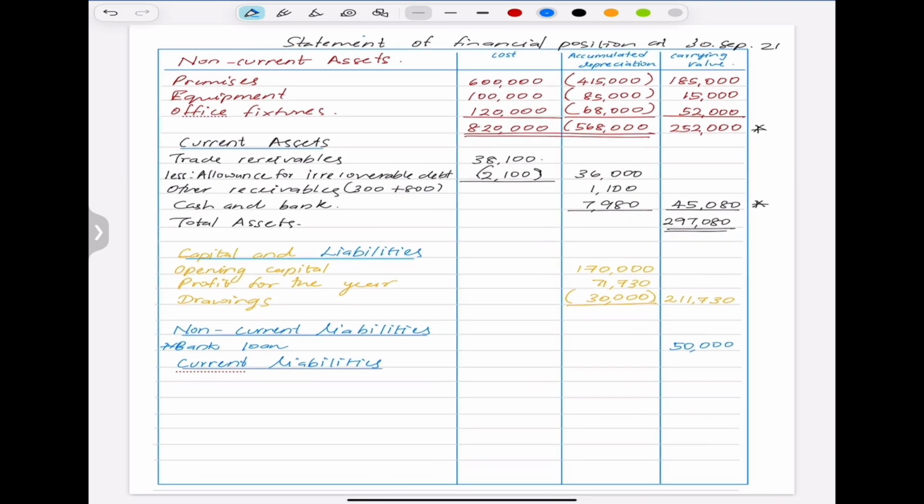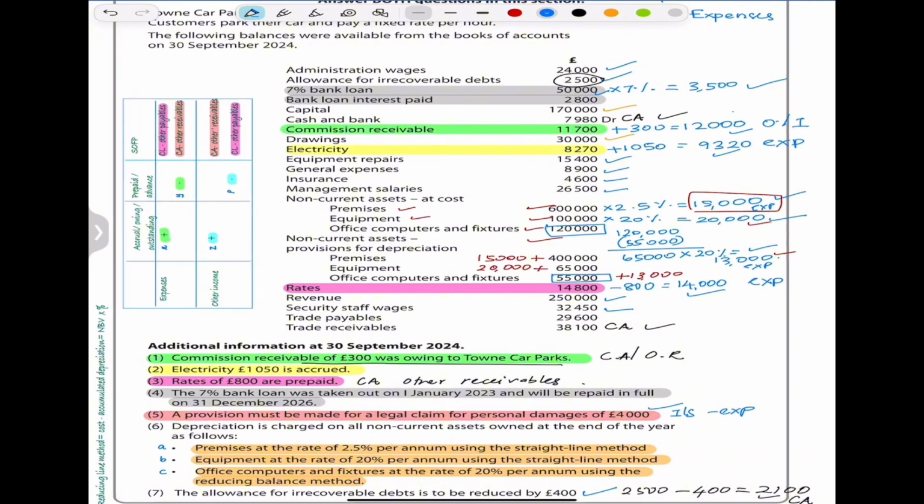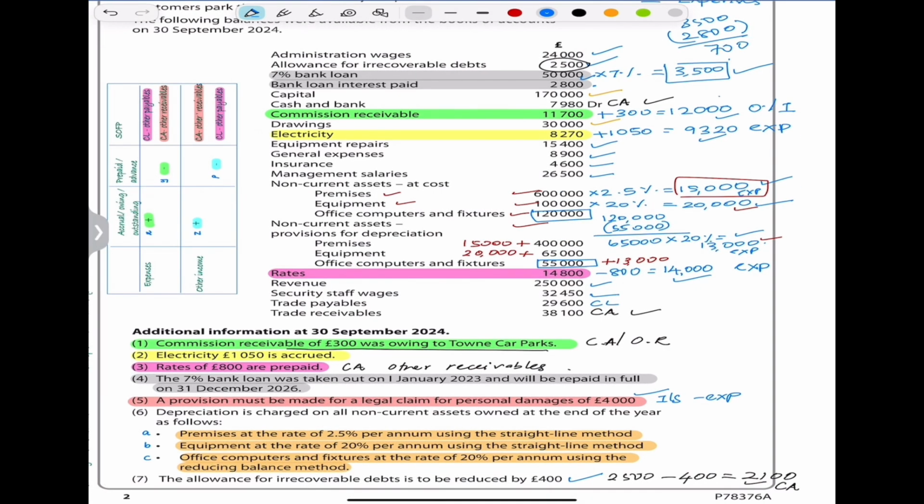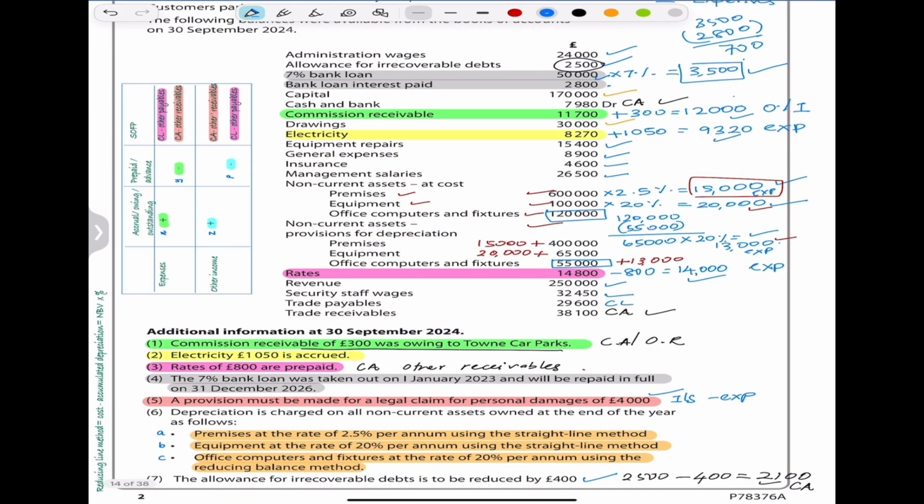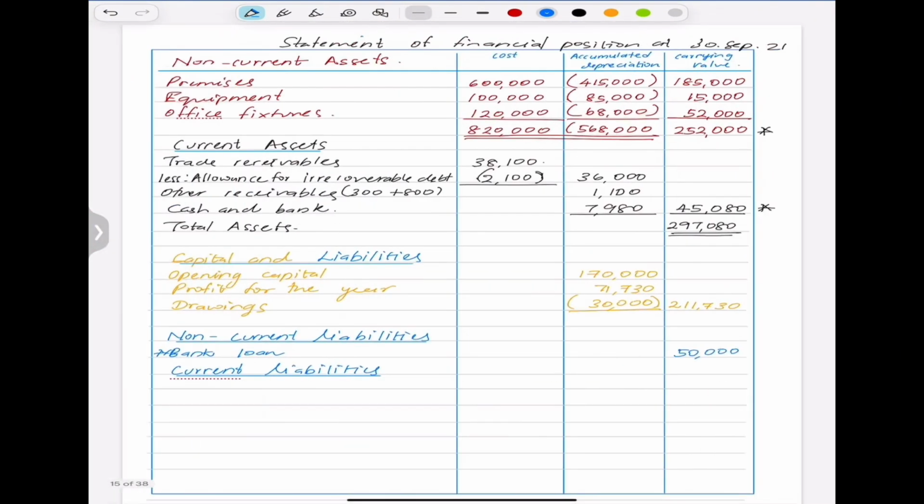Current liabilities, let's identify the variables. You can see here trade payable is a current liability. Then loan interest was 3,500, but you paid only 2,800. So the difference should be considered as owing. This is for bank loan interest, which should be 700. So loan interest 700 plus there is an accrued expense, electricity of 1,050. These two will go under current liability.